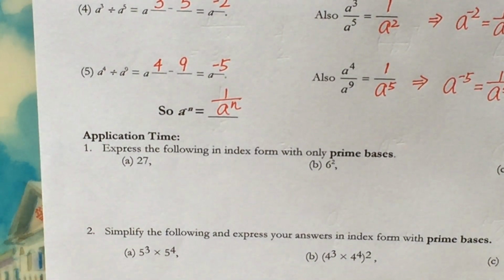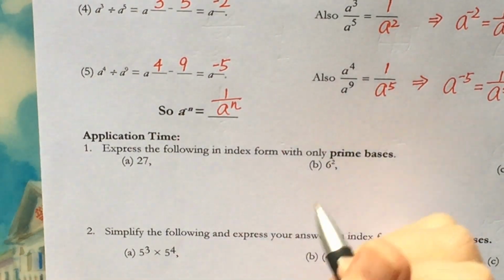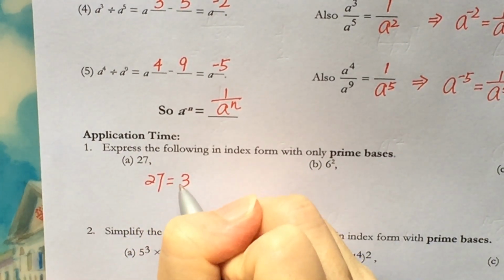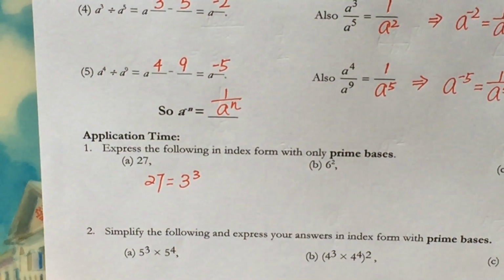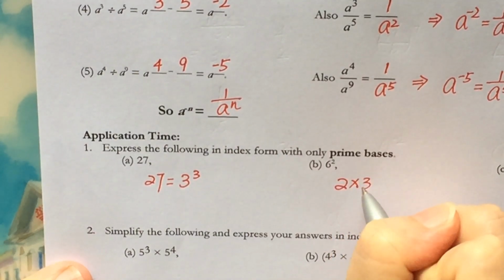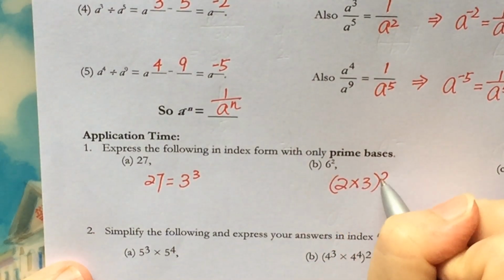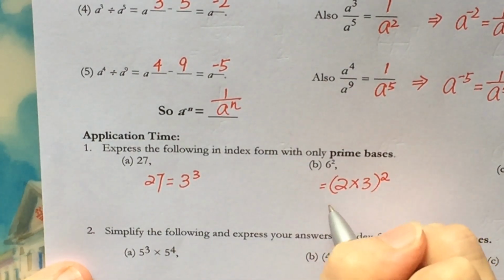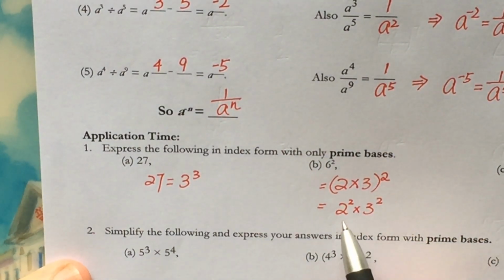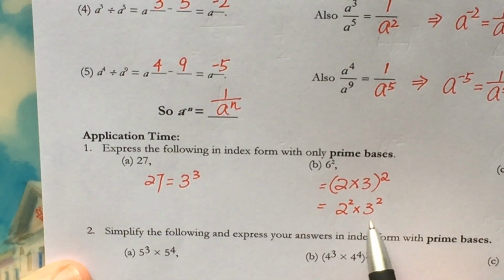Next, how do we change 27 into index form, and then we want prime factors, prime base. So 27 is related to 3. So 27 is 3 times 3 times 3, which is 3 cubed. And then 6 is made up of 2 times 3. So if 6 squared, that will be 2 times 3 squared, and 2 times 3 squared is actually 2 squared times 3 squared. So that is the index form, and the base is prime numbers. 2 and 3 are both prime numbers.